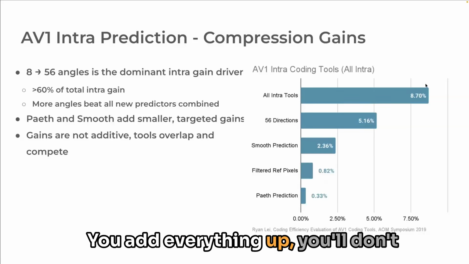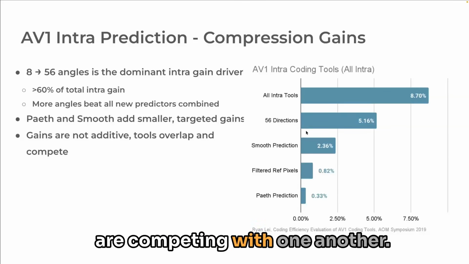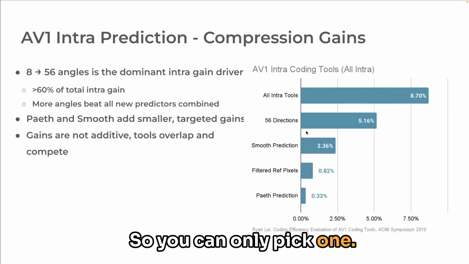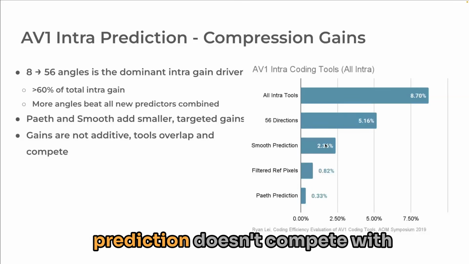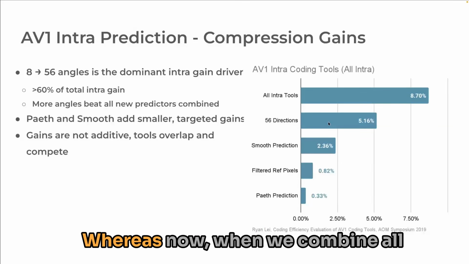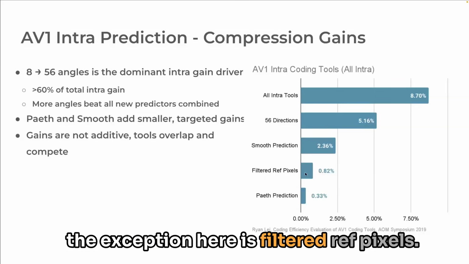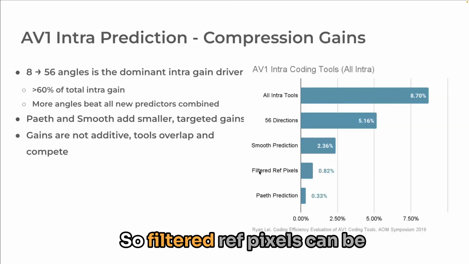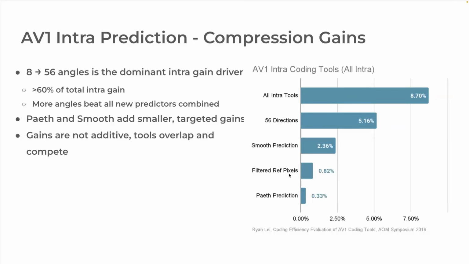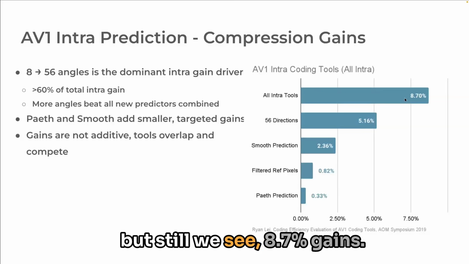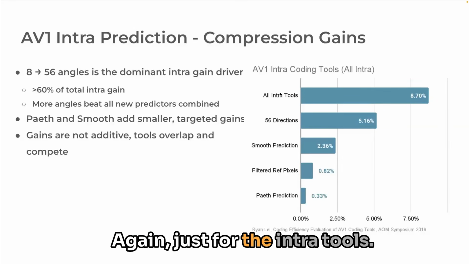You add everything up, you don't get 8.70% because all these modes are competing with one another. So you can only pick one. When you're doing these on-off tests, smooth prediction doesn't compete with the directions and things like that. Whereas now, when we combine all the tools, then only the best one wins. The exception here is filtered ref pixels. So filtered ref pixels can be combined with other of the solutions, but for all the modes, they compete with one another, but still we see 8.7% gains. That's very good, again, just for the Intra tools.